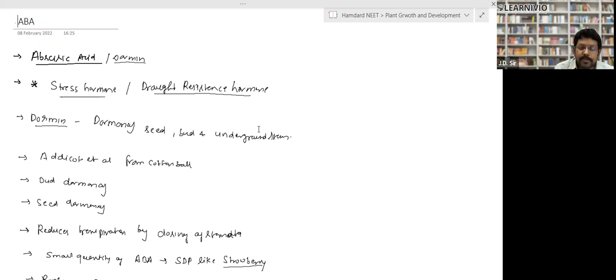Whenever a plant is facing scarcity of water or a drought situation, the plant will start releasing abscisic acid in more and more amount. This abscisic acid closes down the stomata of the plant, and in this way it reduces the rate of transpiration. That's why it is known as stress or drought resistant hormone. Please note it down: abscisic acid is also called dormin. It is known as stress or drought resistant hormone.